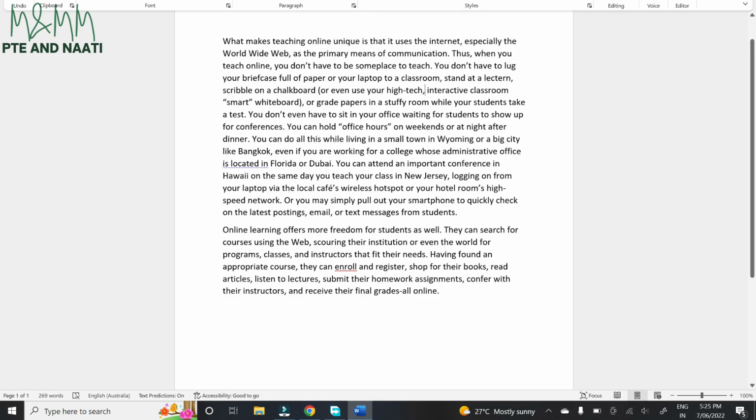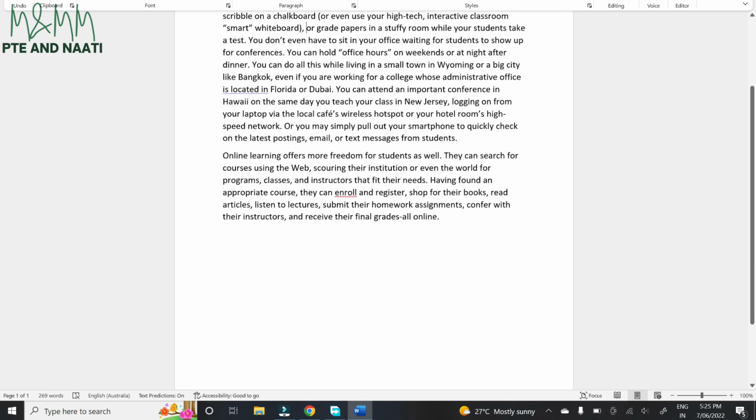After that, if you see the word thus, it means they are going to explain something, and we don't need any explanation. We just need some main important sentences which are introducing something for the very first time. Thus, when you teach online, you don't have to be someplace to teach and all that stuff. It's pretty standard. It's pretty explanatory. It's all examples, it's all explanation. We only need something which is giving us some useful information. So that's my first sentence.